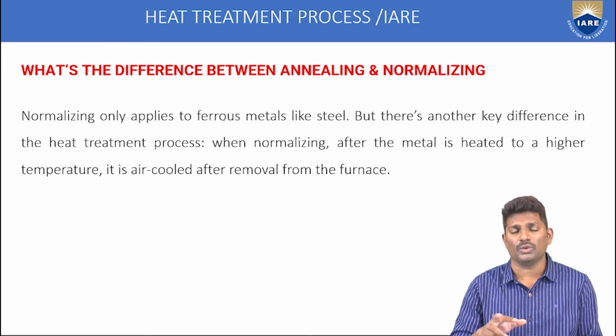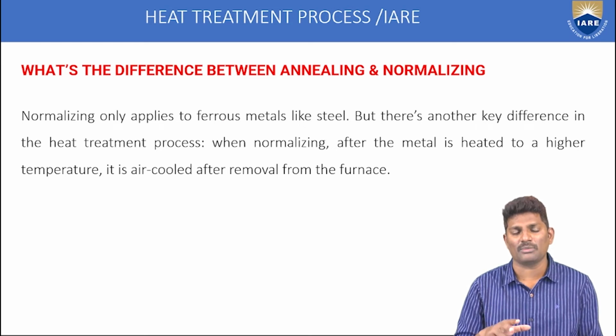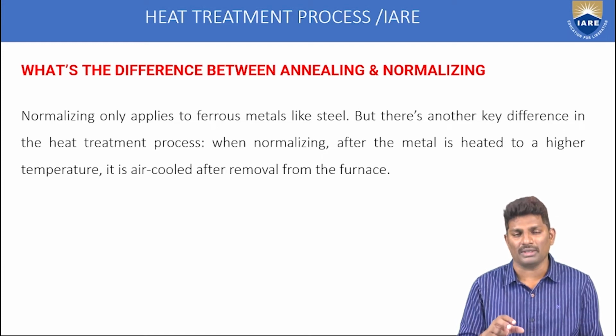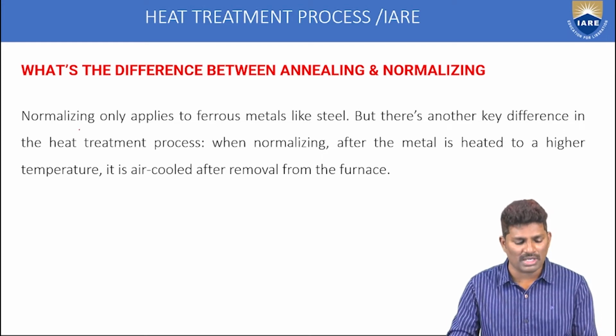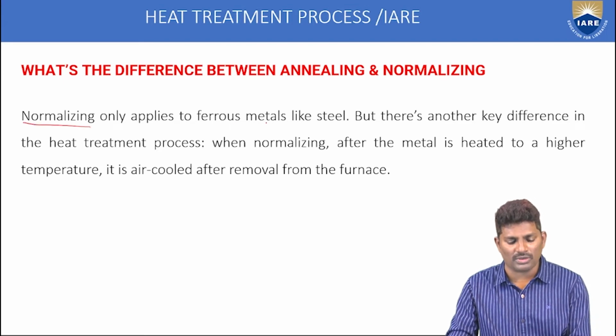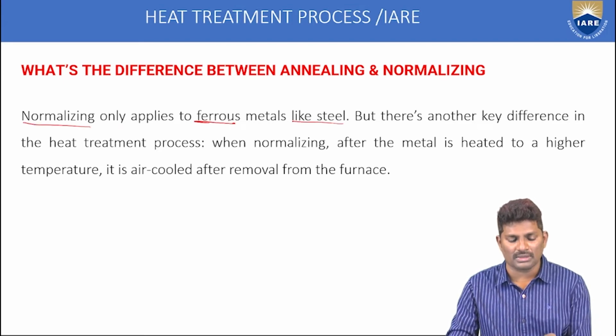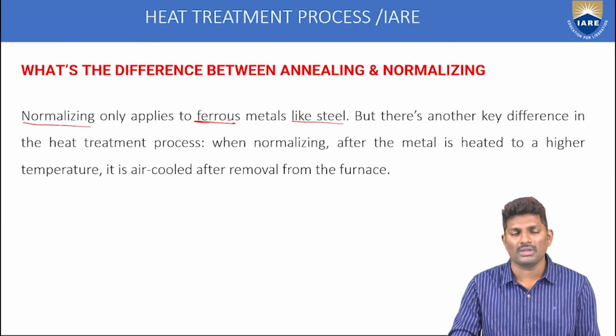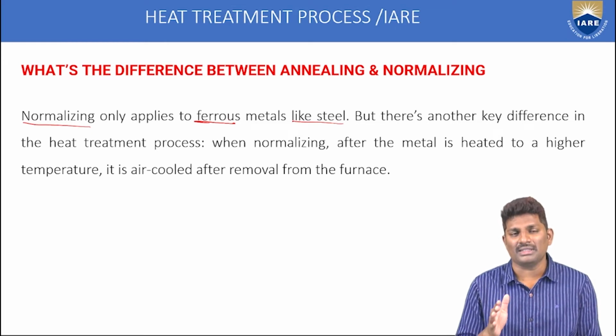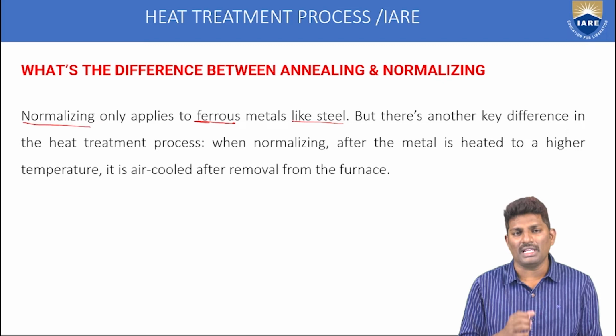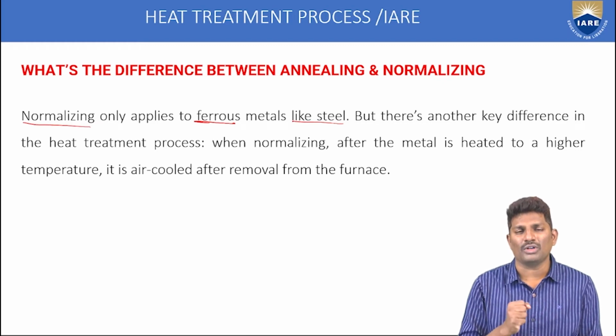Both normalizing and annealing try to remove the internal stresses, but to what type of material are they applied? Normalizing can be applied only to ferrous metals like steels. This you have to know: normalizing is only for ferrous metals like steel. These types of metals can be relieved from stresses with the help of normalizing.